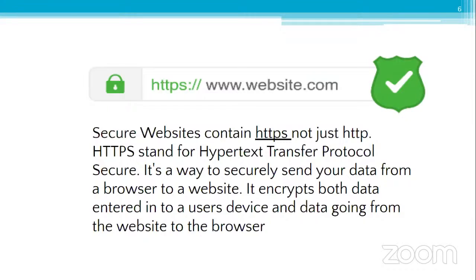That's why we focus on the security of your data on that particular website. Here we define HTTPS as a way to securely send your data from a browser to a website. It encrypts both the data entered into a website from a user device and the data going from the website to the browser. Here there is safety, because your data is encrypted. Let's move on.